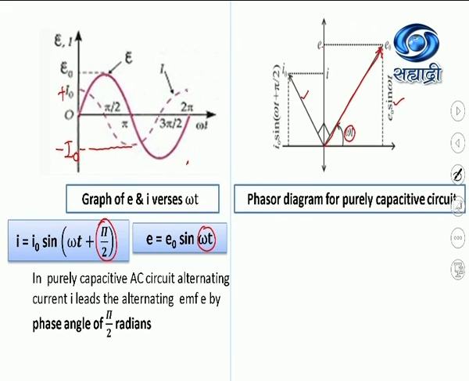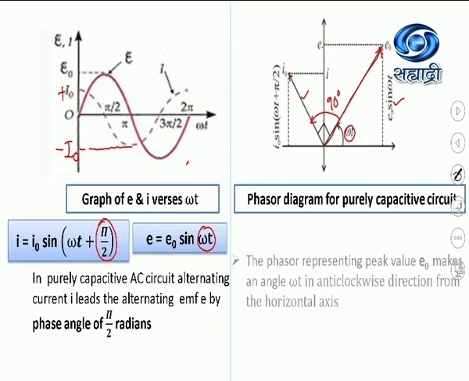which is making angle 90 degree with the EMF. And that's why here we have drawn a current phasor which is leading in phase by pi by 2 radians. Here is 90 degree angle. If we take projection of this current phasor on y-axis, we'll get instantaneous current, which is given by the formula I naught sine (omega t plus pi by 2), which you have already seen in the derivation.